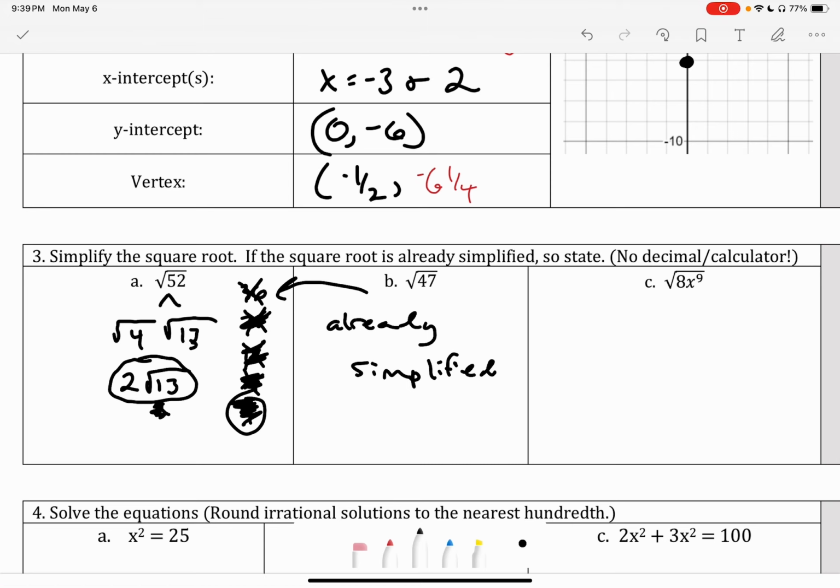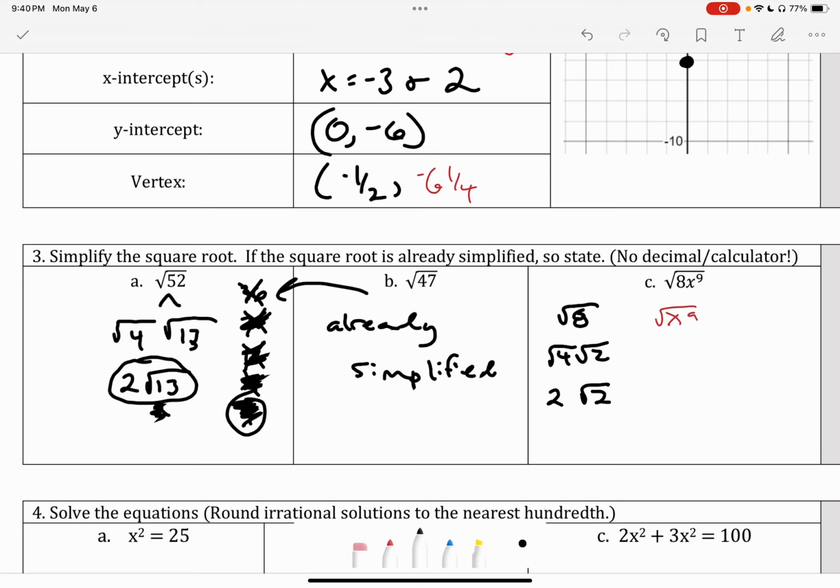All right, when we do part C, I'm going to break this into two separate parts. I'm going to do the square root of 8, and then I'm going to do the square root of x to the 9th. So square root of 8 is a pretty common one that breaks into the square root of 4 times the square root of 2, and the square root of 4 is 2, and the square root of 2 stays where it is.